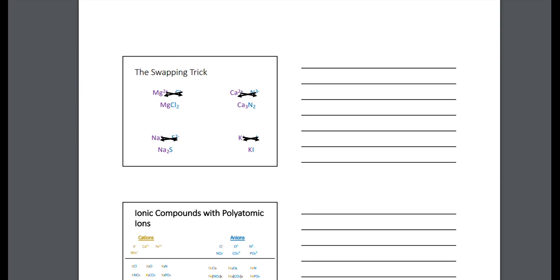When it comes to calcium nitride, you have 2 over the calcium, and you have 3 over the nitrogen. So the 3 will come down here, so that makes it calcium 3.